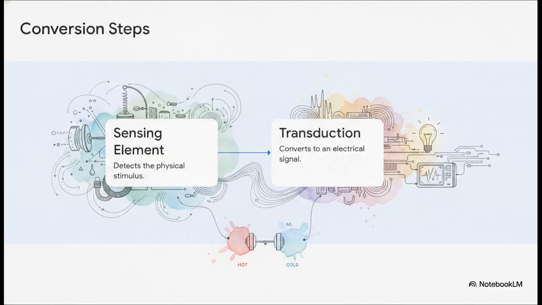Now, let's zoom way in from that macro system down to the micro level of the device itself. A complete transducer basically relies on two key components. First, you've got the sensing element. This is the part that actually feels the physical change. Second is the transduction element. This takes that feeling, that response from the sensing element, and actively converts it into a proportional electrical signal. And sometimes, which is super cool, one element elegantly performs both of these jobs at the exact same time.